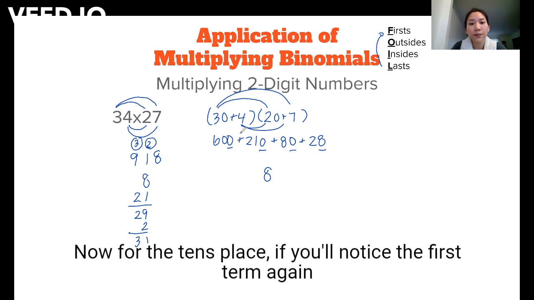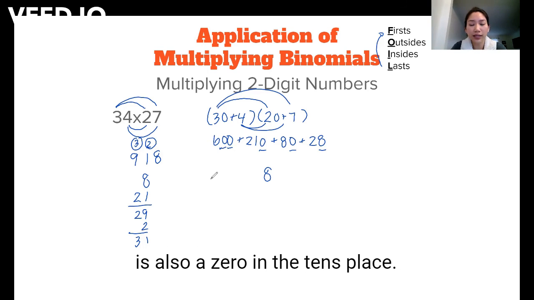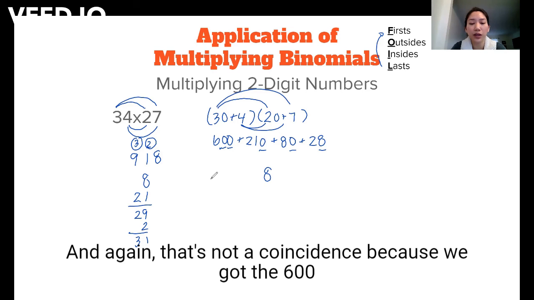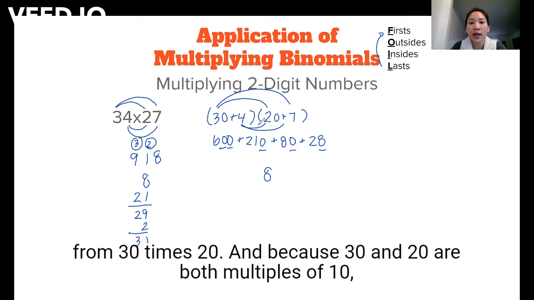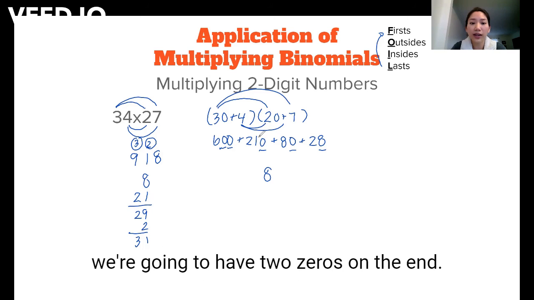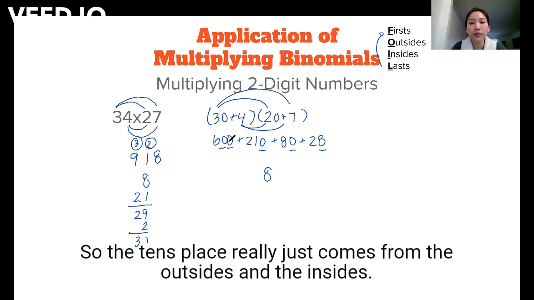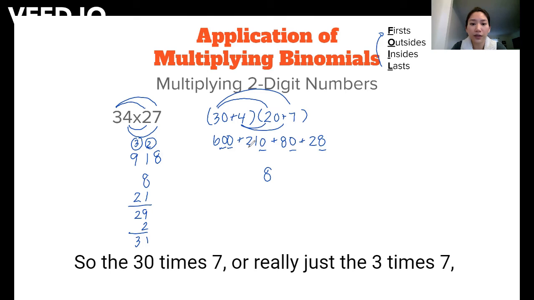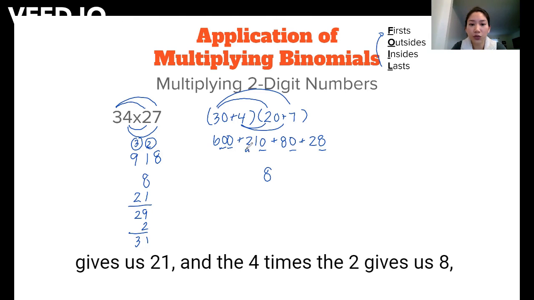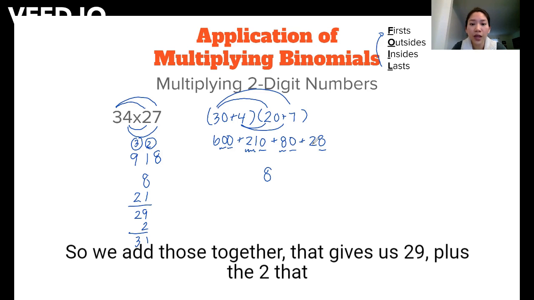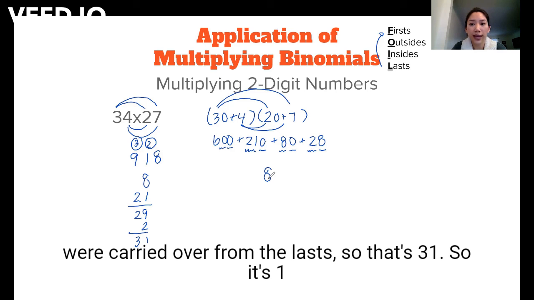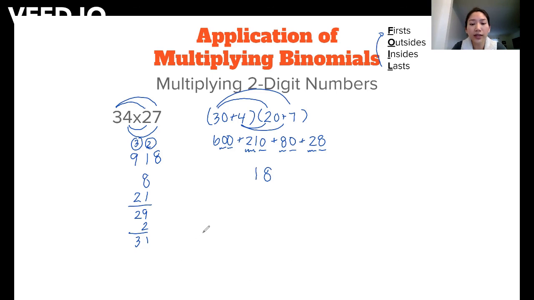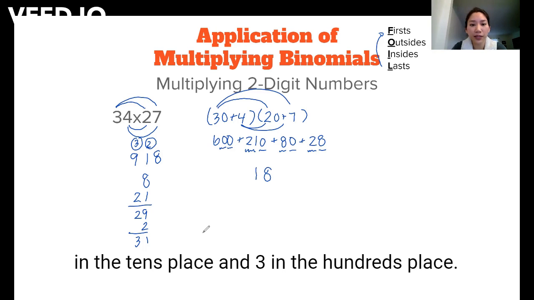Now for the tens place, if you'll notice the first term again has a 0 in the tens place. And again, that's not a coincidence because we got the 600 from 30 times 20. And because 30 and 20 are both multiples of 10, we're going to have 2 zeros on the end. So the tens place really just comes from the outsides and the insides. So the 30 times the 7, or really just the 3 times the 7 gives us 21, and the 4 times the 2 gives us 8. So we add those together, that gives us 29, plus the 2 that were carried over from the lasts. So that's 31. So it's 1 in the tens place and 3 in the hundreds place.